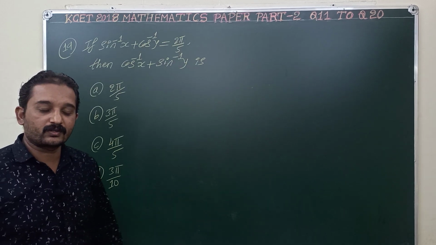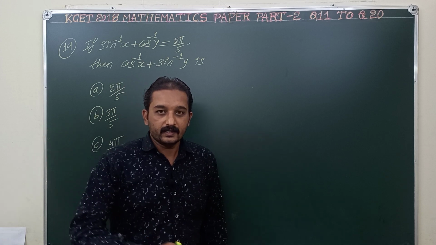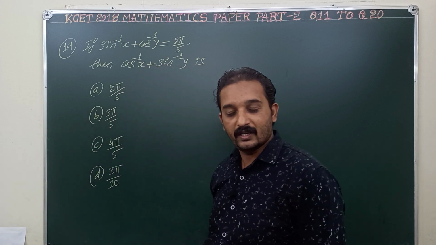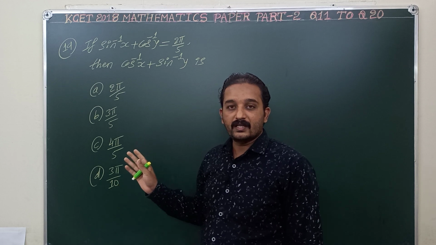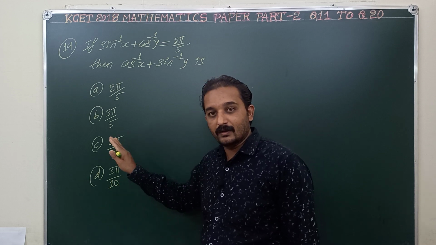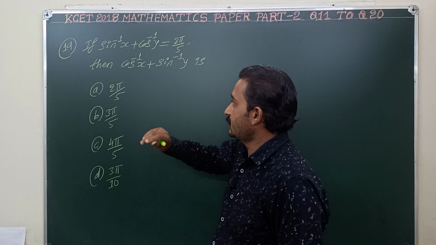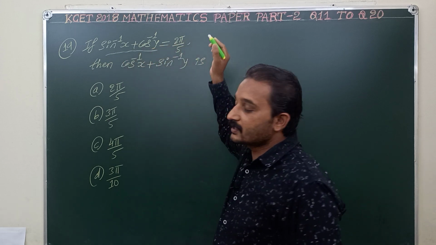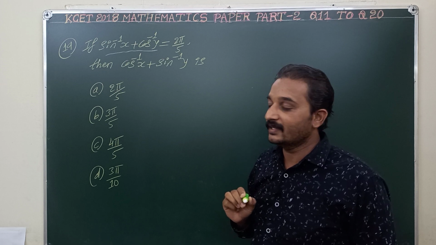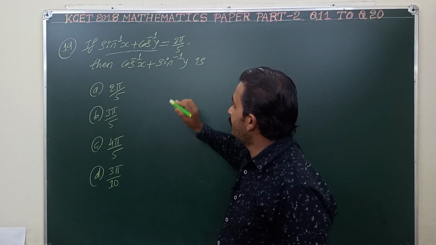So now let us move on to the next question, question number 19. This question is based on the chapter inverse trigonometry, which belongs to the second year. Usually they ask 1 or 2 questions on this chapter. Let us take the first question. See the question: if sin inverse x plus cos inverse y is equal to 2 pi by 5, then find the cos inverse x plus sin inverse y.